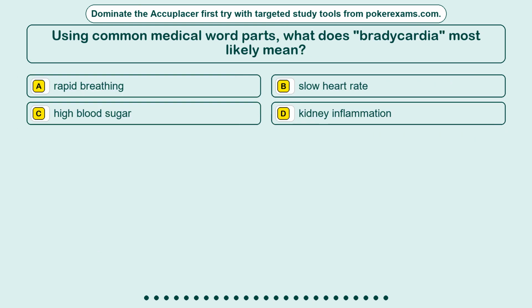Question 23. Using common medical word parts, what does bradycardia most likely mean? Option A, rapid breathing. Option B, slow heart rate. Option C, high blood sugar. Option D, kidney inflammation.